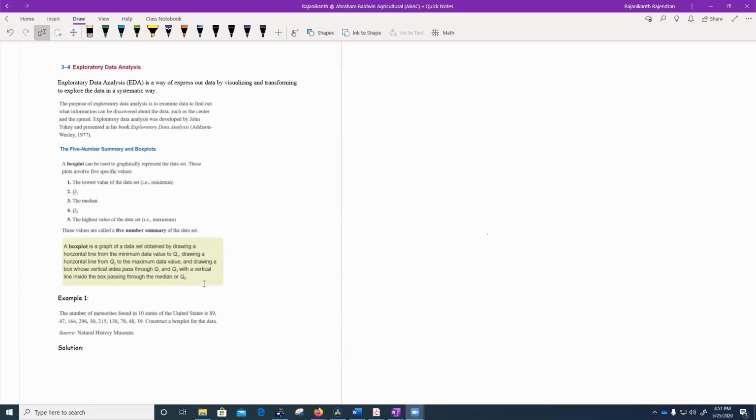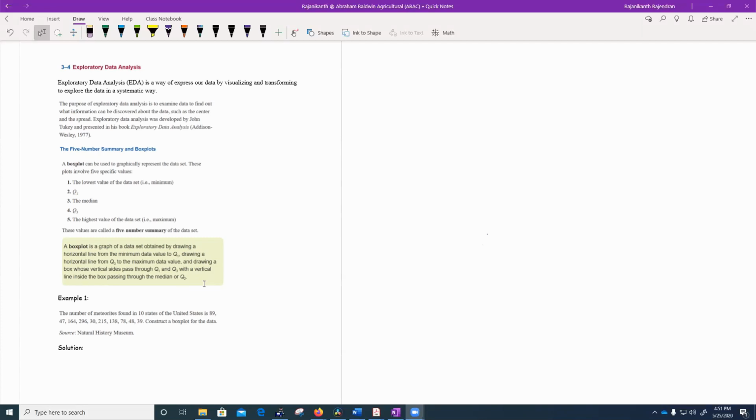So there are several ways of doing exploratory data analysis. But here we are going to look at one of them, which is called the box plot. Okay, so a box plot is a picture that will give you the summary of the data set.